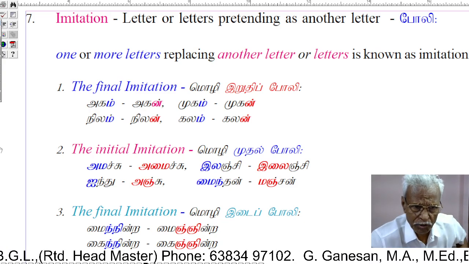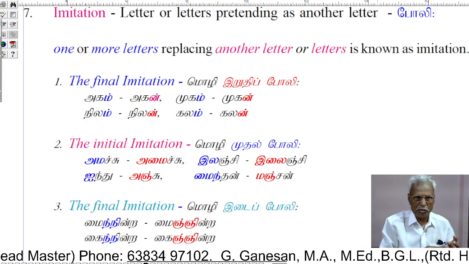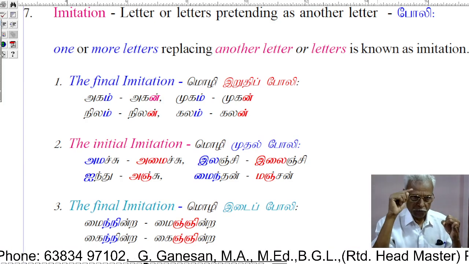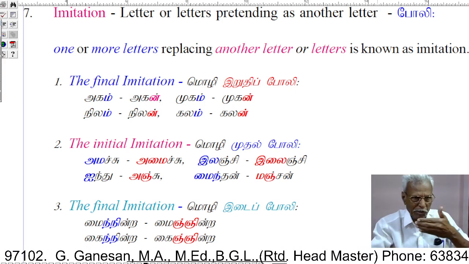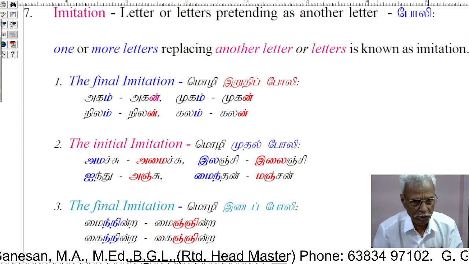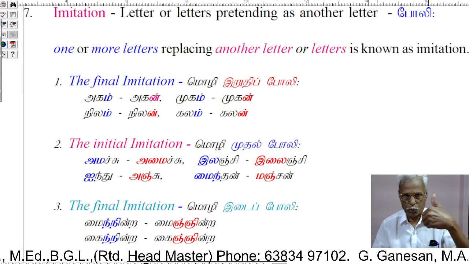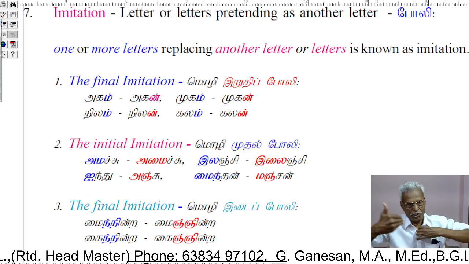There are three kinds of imitation. One is final imitation, another is initial imitation, and the third one is the middle imitation. That is the initial imitation, middle imitation, and the final imitation. Here it has been arranged as the final imitation, the initial imitation, and the middle imitation. For certain purposes, it has been arranged in this way. The final imitation, Muridi Poli, Adam, that is inside.